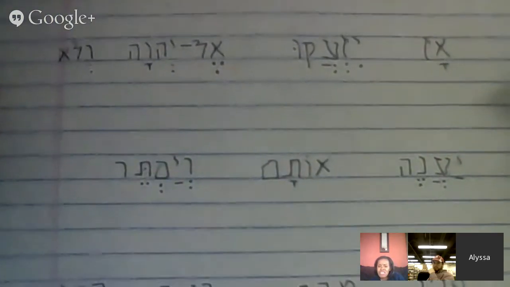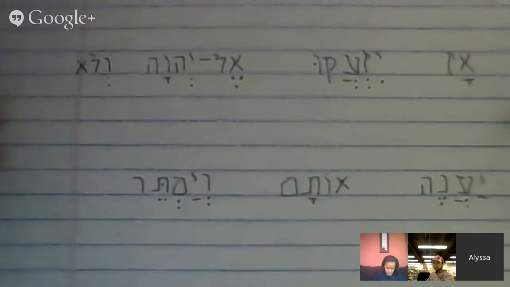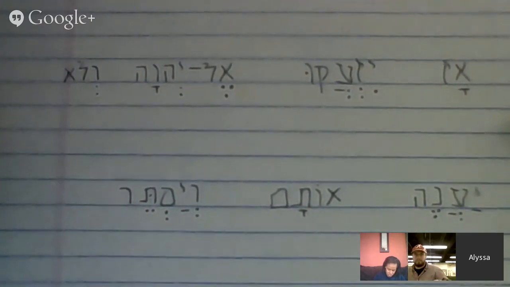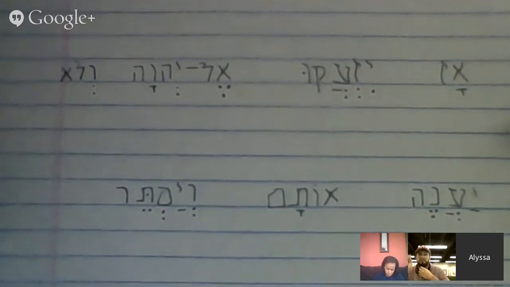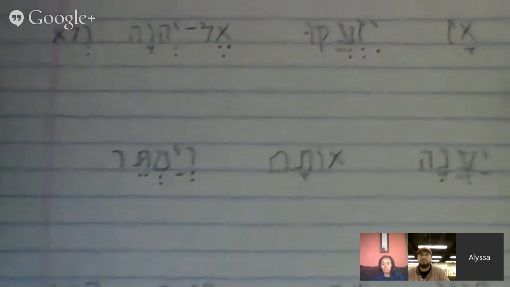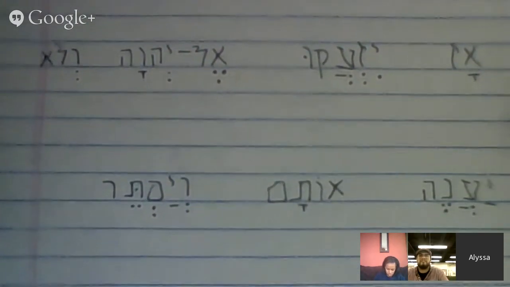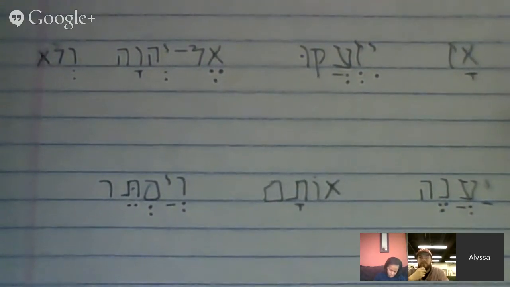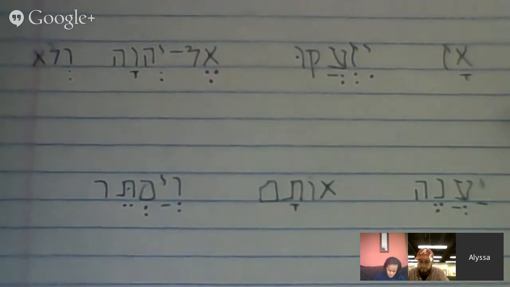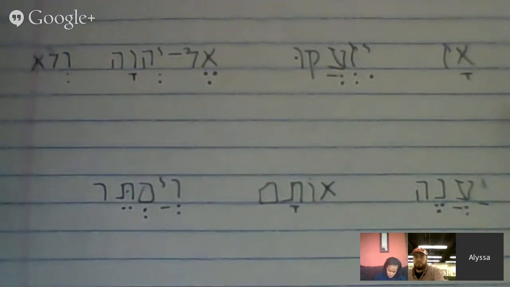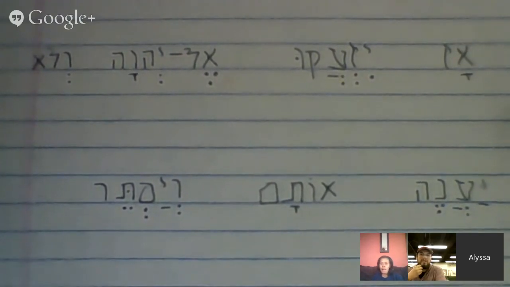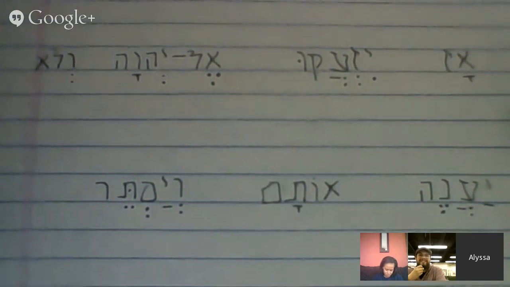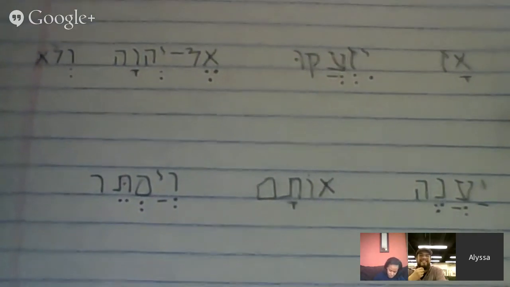All right, how about this translation? Hang on a second, I'm trying to get it to focus. Looks like we can do the top two lines first. I guess I could lift it up. No, you still can't see, but there you go. All right, so there are the top two lines of the translation. Who can tell me where the first verb is? Yizaku. Yes. Can you parse that for me, Matt?